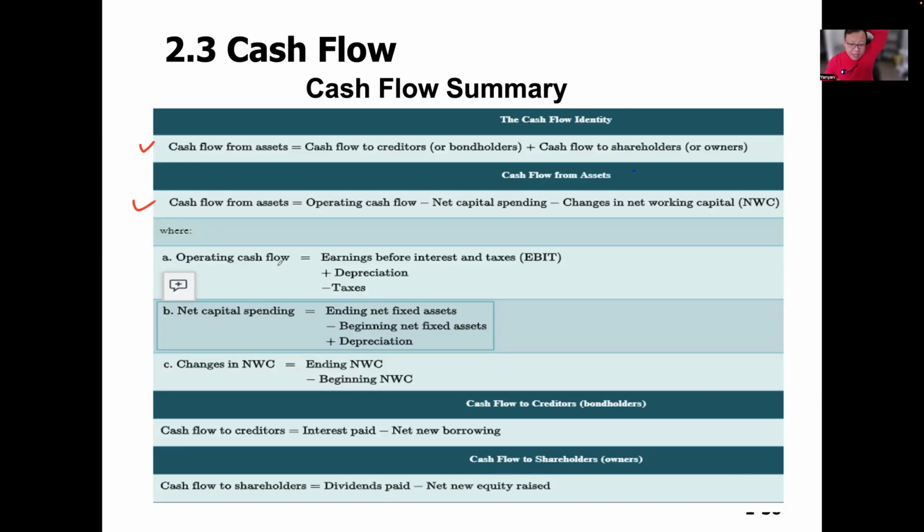Now, how do you calculate operating cash flow? Well, operating cash flow equals EBIT, earnings before interest and tax, plus depreciation minus taxes. So if you want to calculate operating cash flow, you use EBIT plus depreciation minus taxes.